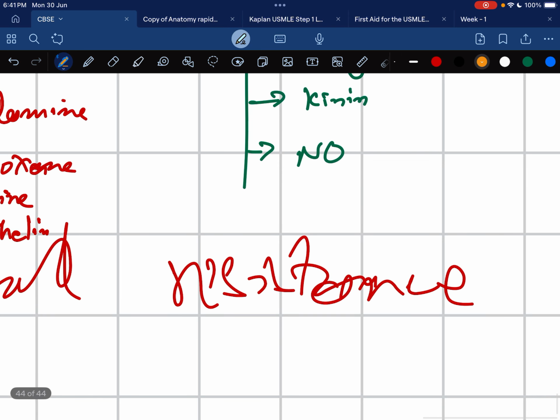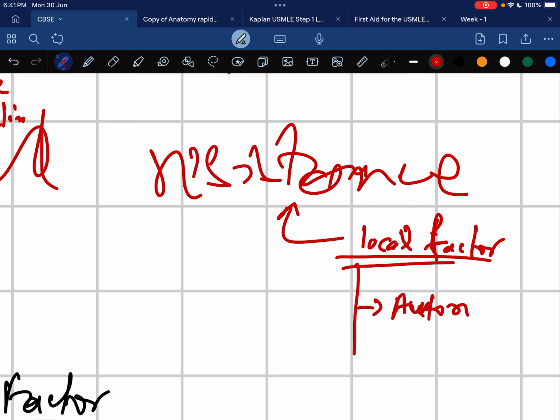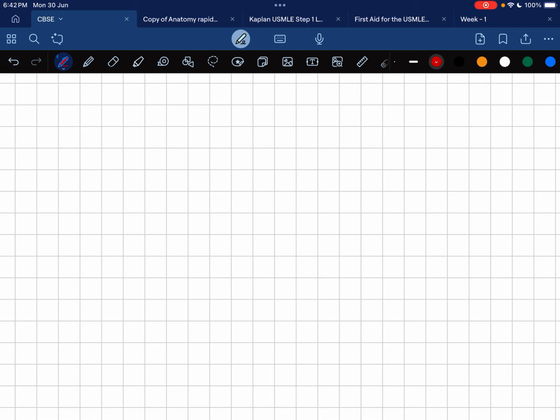And also there are some local factors, locally available in the blood vessel. The local factors are autoregulation, pH, and hypoxia. If there is a hypoxia condition, vasodilation occurs. These are how BP is controlled by the hormonal response, blood volume and the cardiac factor, how to increase or decrease the BP. Now we discuss the angiotensin system, how angiotensin controls the blood pressure.